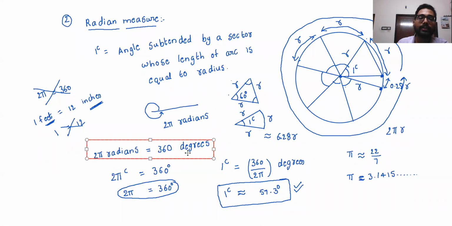So 2 pi radians is equal to 360 degrees. So this is the relation connecting radians and degrees. Clear? Okay.